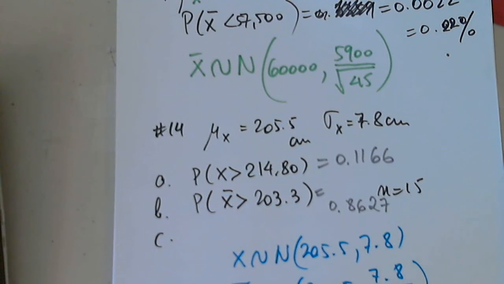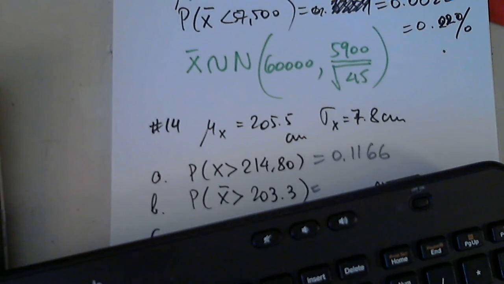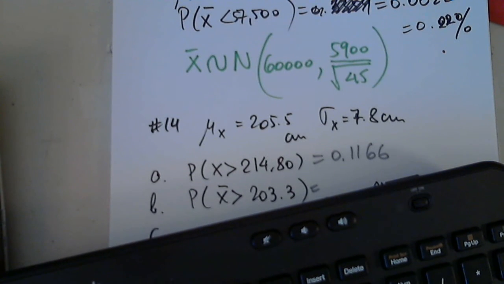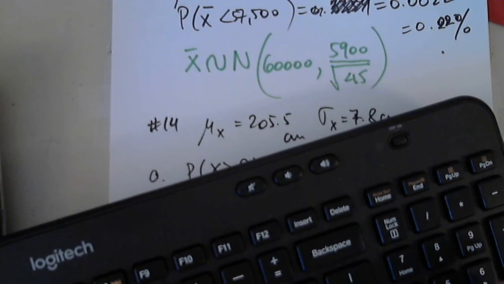Okay, I am going to start sharing. So the probability is for X to be greater than 214.8. I got my keyboard again. I got 0.1166. Round to 4 decimal places as needed. Okay. In part B, I got 0.8627. Where am I typing? Who knows?